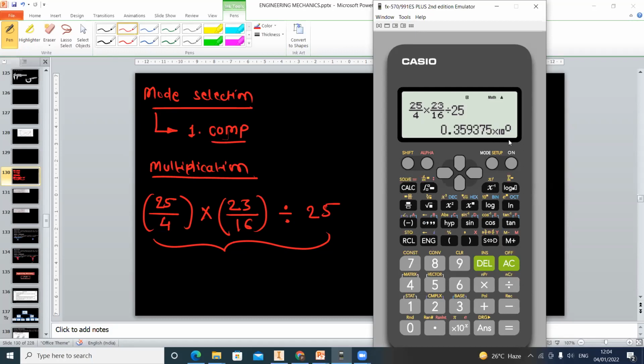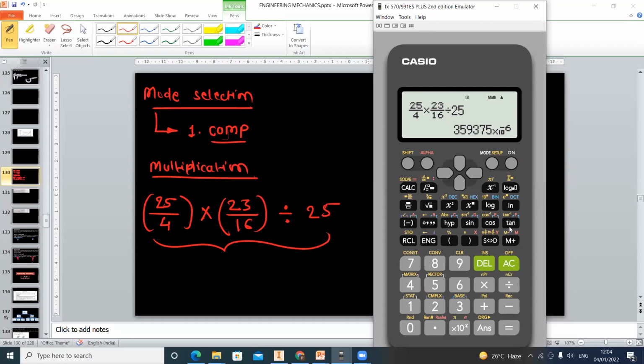Suppose you want this in 10 raised to power, 10 to the power 1, 10 to the power 2, then just press this engineering. So again observe, your original answer is 0.35. If you want this answer as a power of 10, then press shift and then press engineering. So you will get the answer 0.35 times 10 to the power 0. Again press ENG. This is 10 to the power minus 3, 10 to the power minus 6.